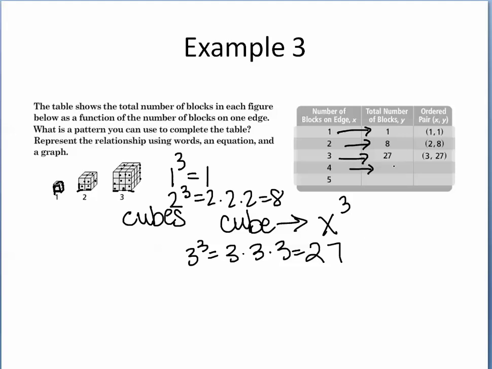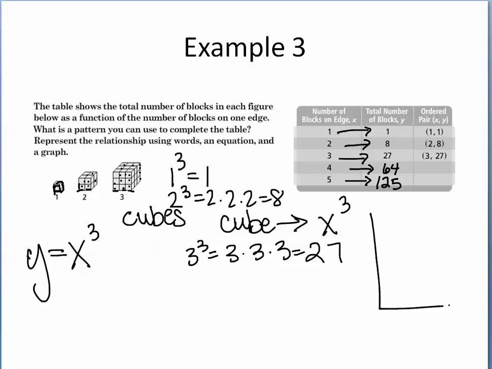So then this is going to be 4 cubed, which is 64. 5 cubed, which is 125. Okay, and then so an equation would be y equals x cubed, where x is the edge. And then to graph that, we're going to have to go way up, right? We're going to have to go into the hundreds. So let's go by 10, 20, 30, 40, 50, 60, 70, 80, 90, 100.